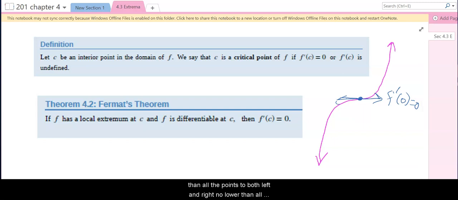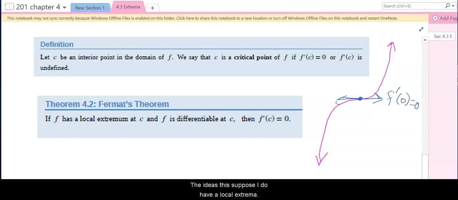It's neither higher than all the points to both left and right, nor lower than all the points to the left and right. Being a critical point does not guarantee that you are an extrema value. It just opens the door and makes it possible. There is another theorem called Fermat's theorem, but this is not something you need to know by name, but you do need to understand it.